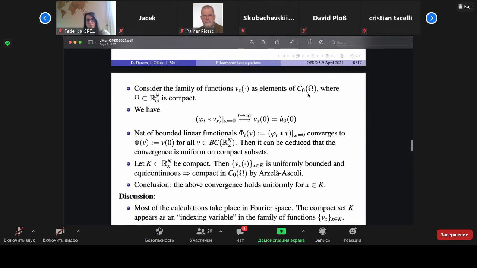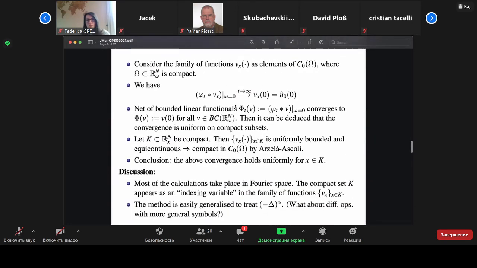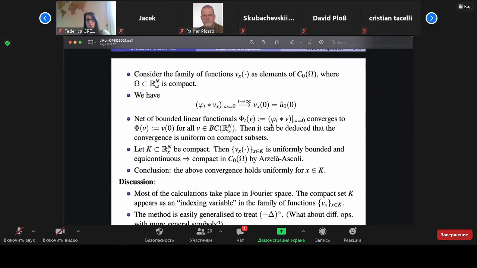So then I have this family of functions v indexed by x. So the spatial variable comes as an indexing variable, interestingly enough. Just very briefly, we have a net of bounded linear functionals that converges to another bounded linear functional with appropriate uniform bounds. It can then be deduced that the convergence is uniform on compact subsets of the appropriate function space. And so this Vx we prove to be a compact family.